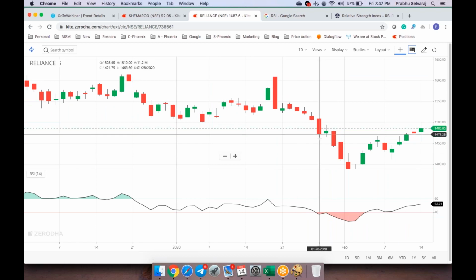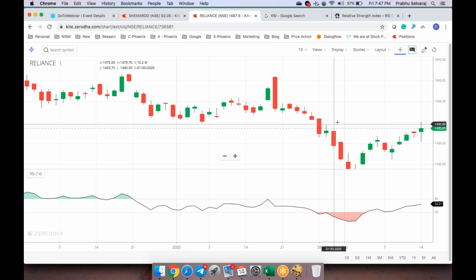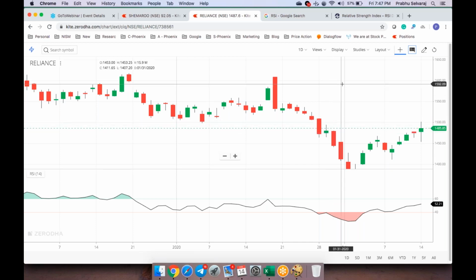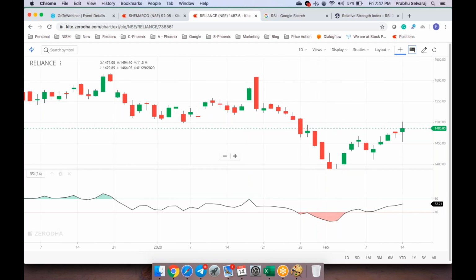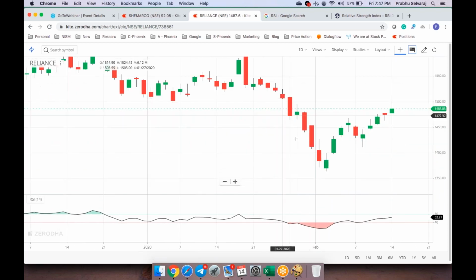I got a beautiful green doji. Can I go for long? It's a tweezer bottom, a perfect tweezer bottom, a perfect doji. Can I make an early entry? Maybe the stock will open here and start going up. No, never, because my RSI is not above 40. So the downfall continues to a very severe zone.